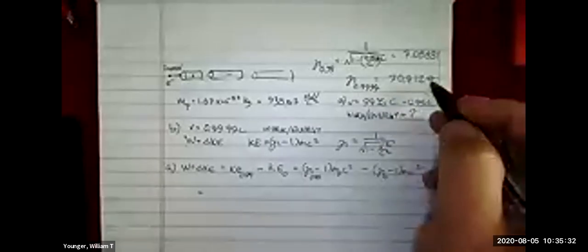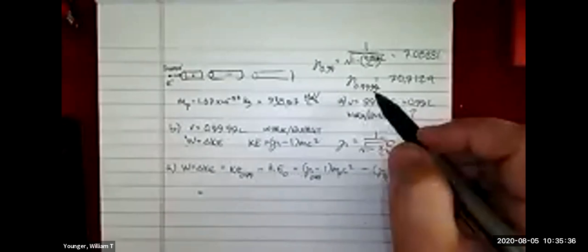I get 0.014142, so on and so forth. Now I do 1 divided by that, and I get, in this case, 70.7124. So you can see the gamma goes up a huge amount in going from 0.99 to 0.9999. It literally went up by a factor of 10 about. Okay. So now I've got all that worked out.